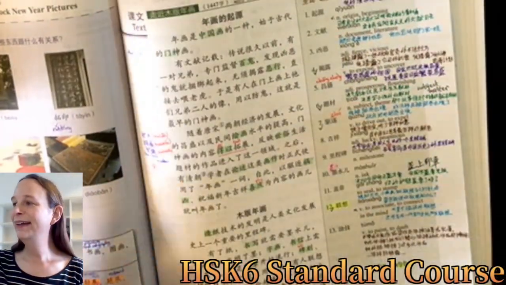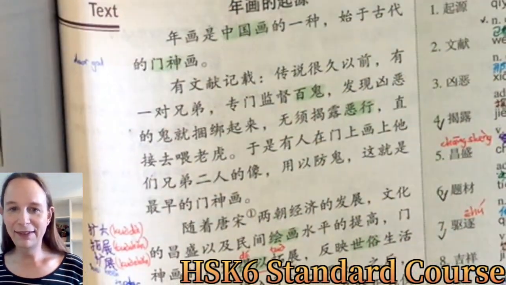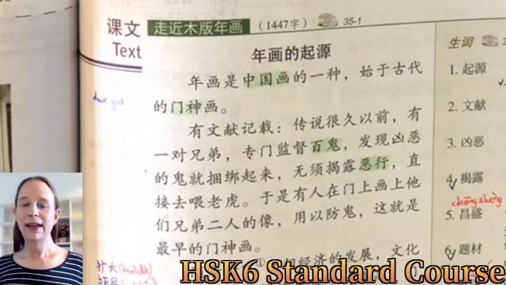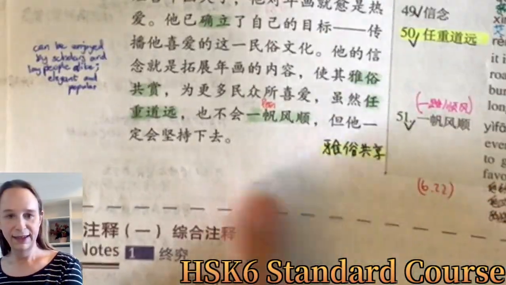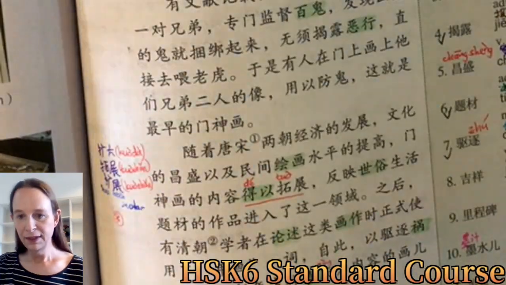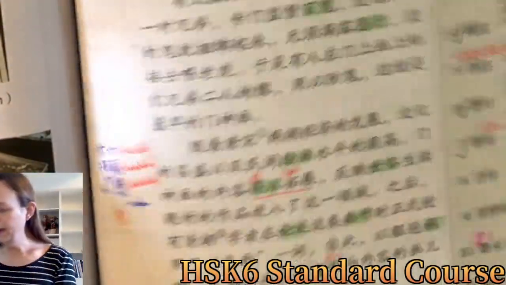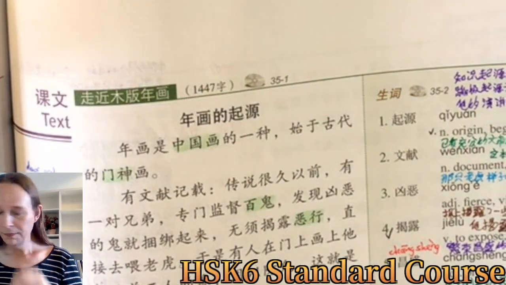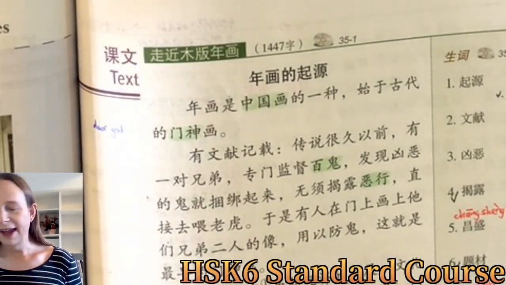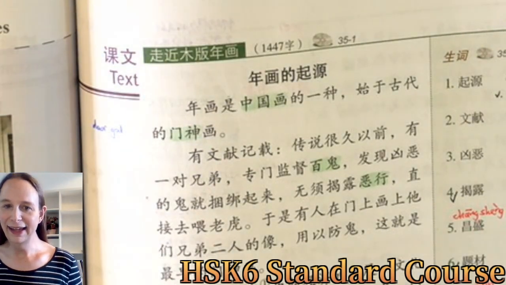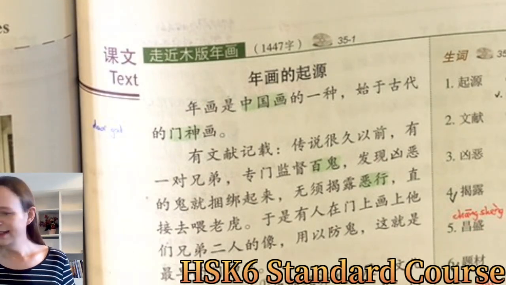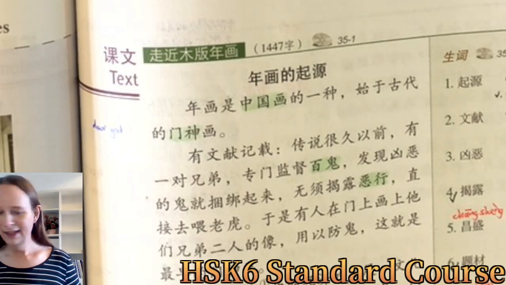All right, so we're just going to read it aloud. We've finished the vocabulary. This one has no reference at the end, so I assume the authors actually wrote this one themselves. All right, let's see what we got. 走进木板年画。So wooden 年画, the 年 is New Year's, like New Year's art, that sort of thing.